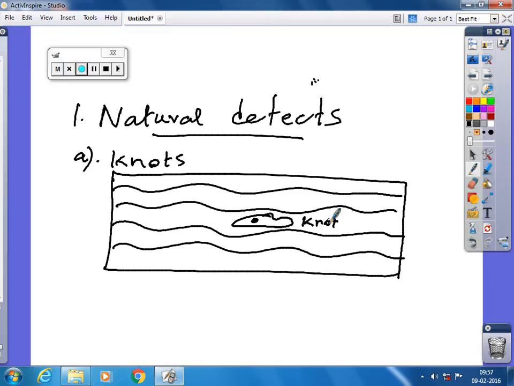Note down: when the portion of a branch or limb, L-I-M-B, embedded, E-M-B-E-D-D-E-D, in the body of a tree is cut, then a knot is formed.